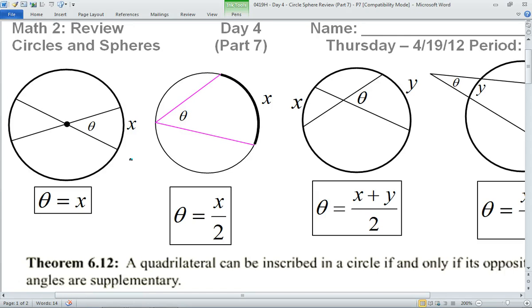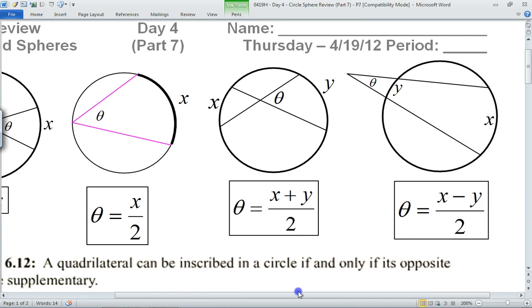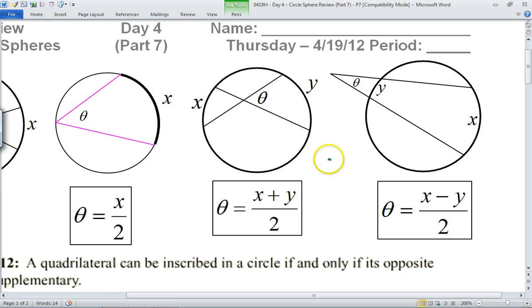Now, these other two are the two that we haven't looked at for a while, so let's get these guys back in the front of our brain. These are the ones we use when the angle is inside the circle, but yet it's not at the exact center. It's off center. So this is where we have to use these formulas. This really is the average. In this situation, the angle is the average of the two arcs. It's the average of these two arcs right here.